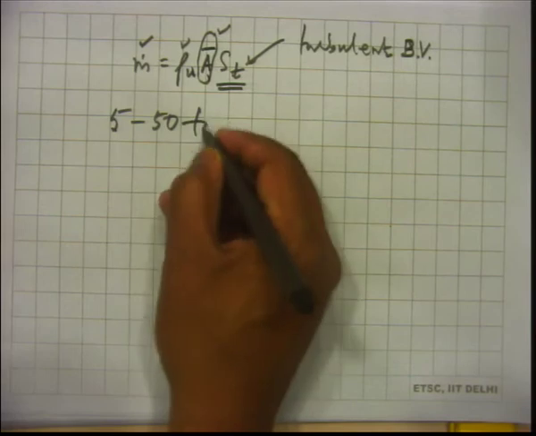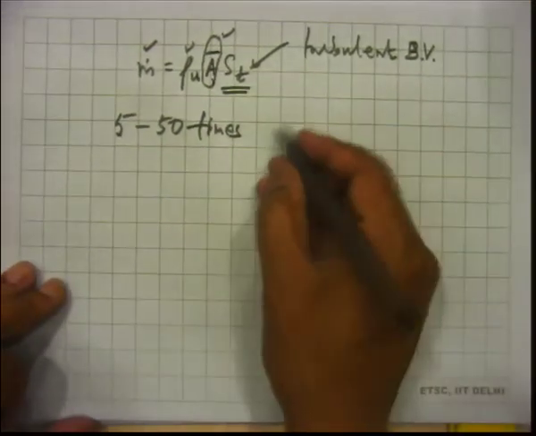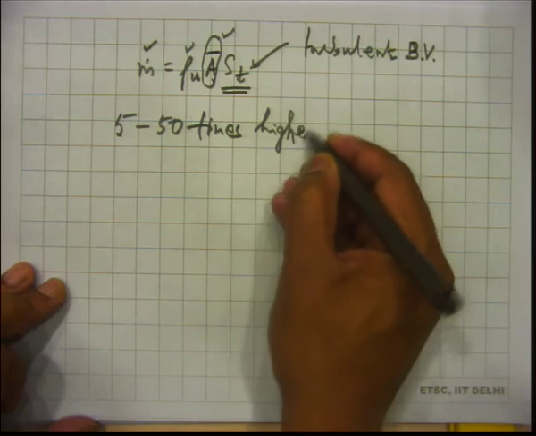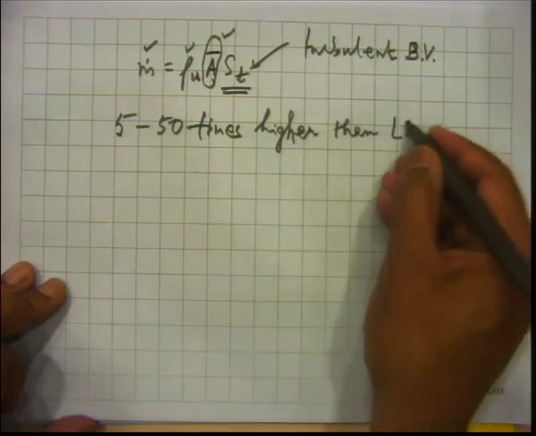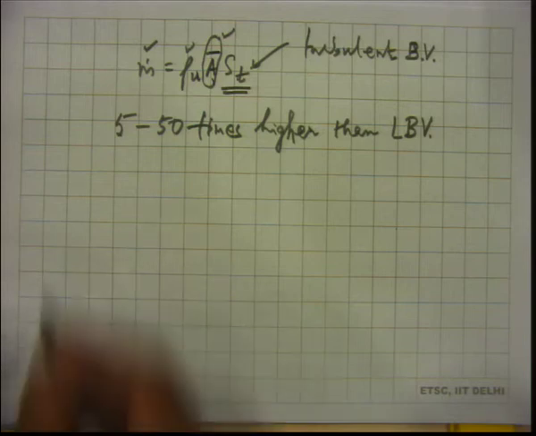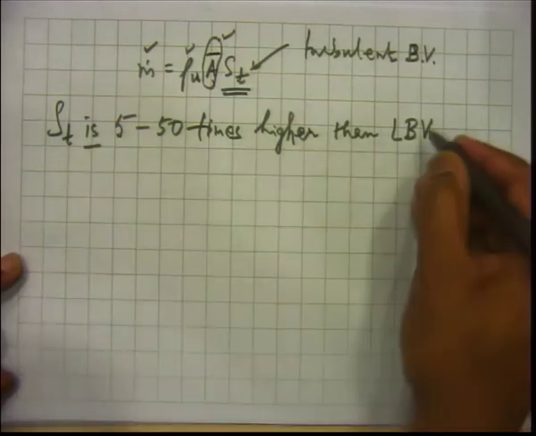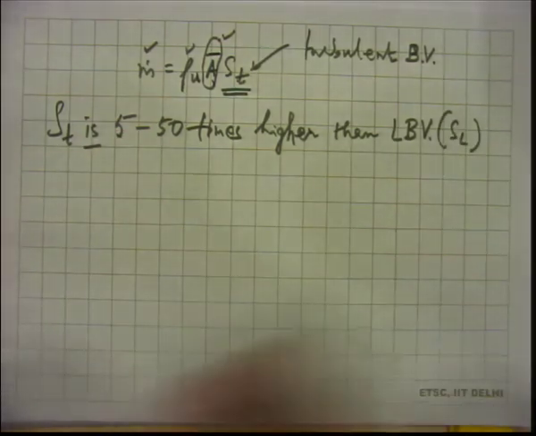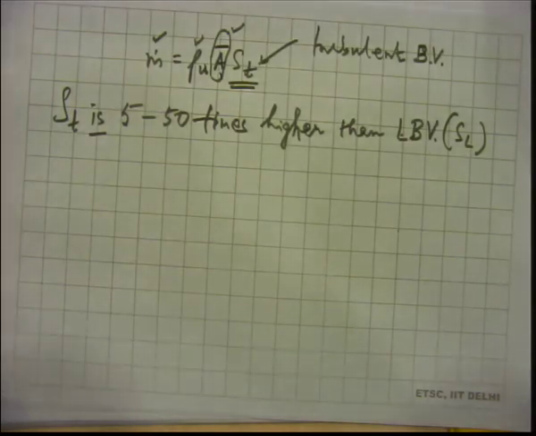Somewhere I read it can be 5 to 50 times higher than laminar burning velocity. Maybe 100 times also, I am not very sure, but let us stick to 5 to 50. Yeah, in typical situations, we are mostly talking about hydrocarbons. So, it is much larger. ST is higher than SL. This is the laminar burning velocity, LBV.